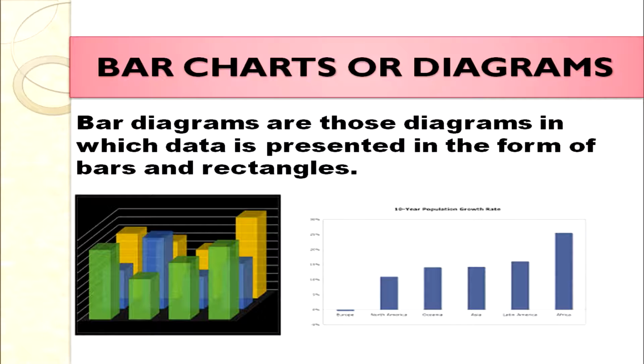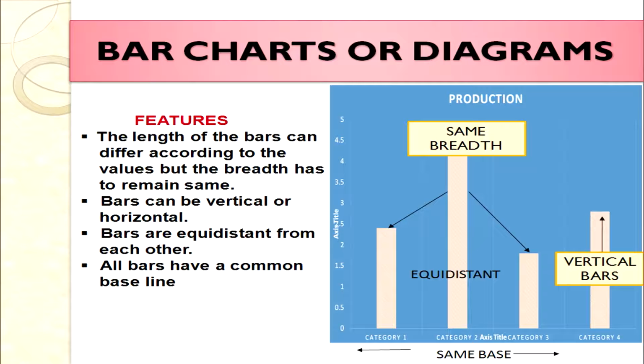Now, when we talk about bar diagrams, they may be horizontal or vertical. Bar diagrams are those diagrams in which data is presented in the form of bars and rectangles. Before we discuss different types of bar diagrams, we must know the key features of bars, and only then can we construct the different types of bar charts.